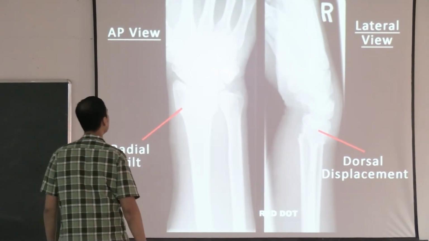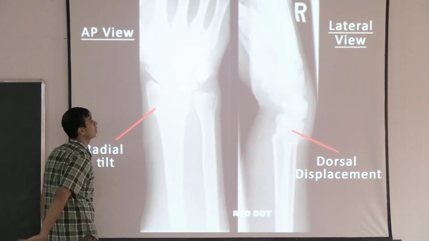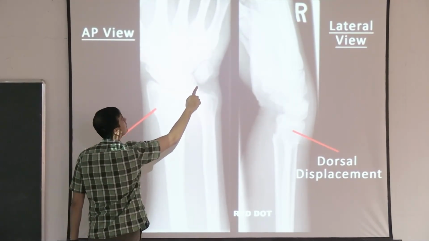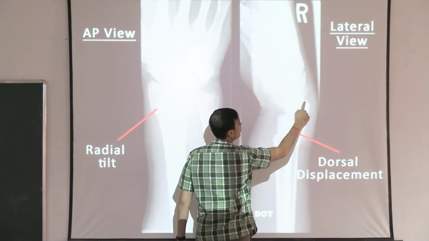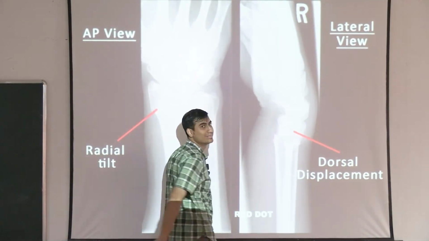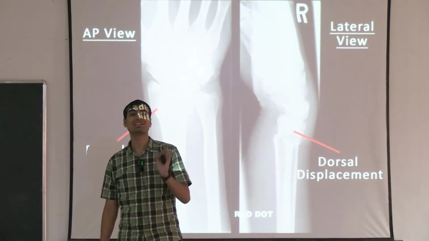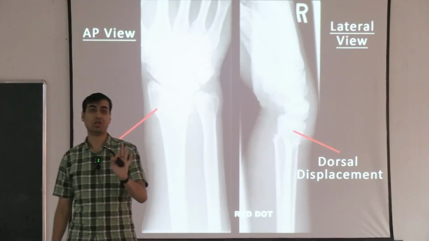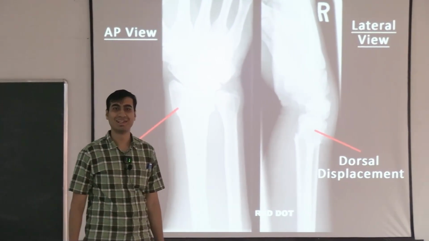Now identify the carpal bones. What is this bone? Very good. What is this? Lunate. Lateral view, what is this bone? How can it be scaphoid? What is the meaning of lunate? It looks like a lunar shape. So what is this bone? This is lunate.